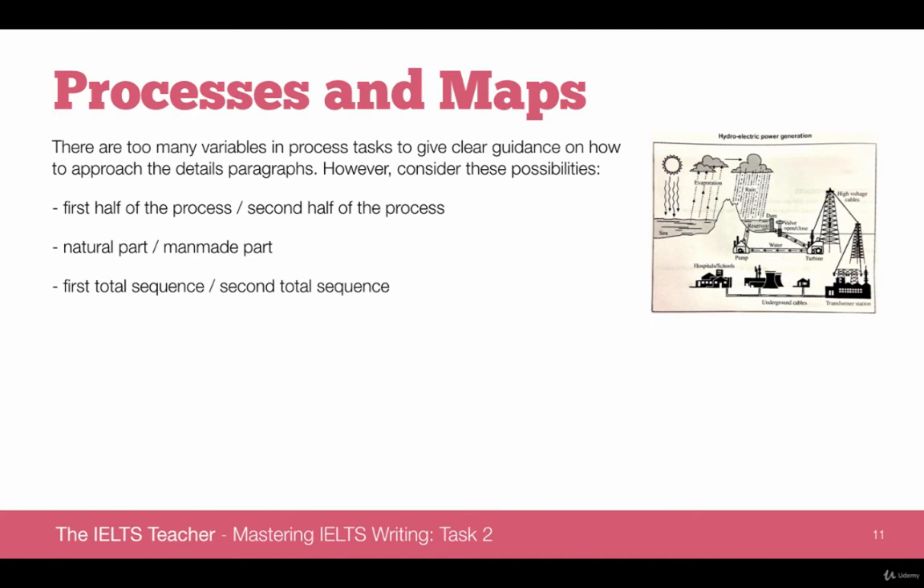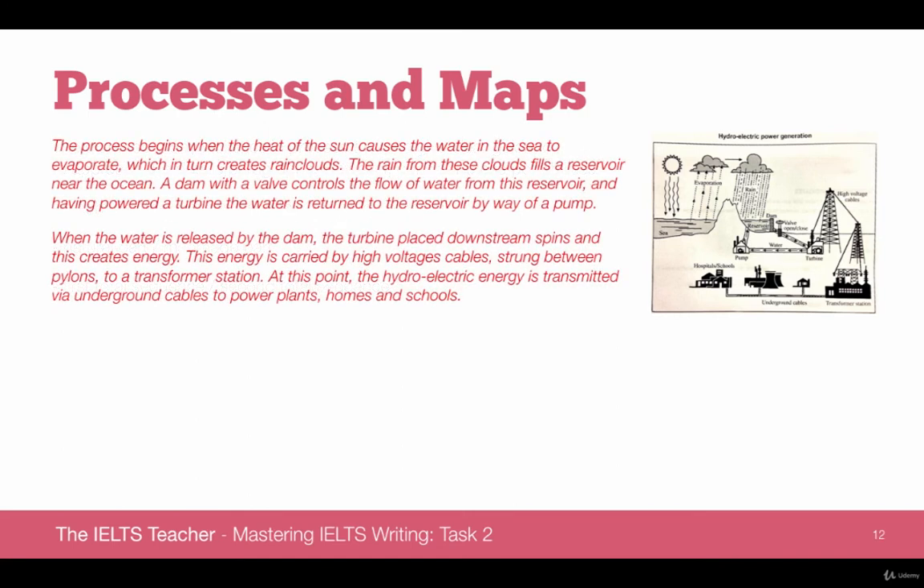Let's have a look at the idea of this first option, the first half of the process versus the second half of the process. So the process begins when the heat of the sun causes the water in the sea to evaporate, which in turn creates rain clouds. The rain from these clouds fills a reservoir near the ocean.